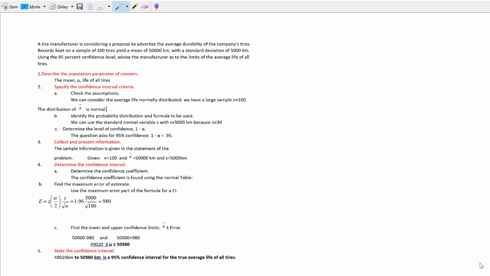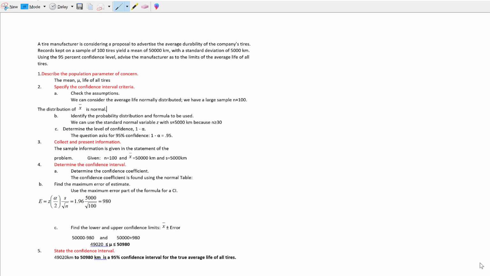A tire manufacturer is considering a proposal to advertise the average durability of the company's tires. Records kept on a sample of 100 tires yield a mean of 50,000 kilometers with a standard deviation of 5,000 kilometers. Using the 95% confidence level, advise the manufacturer as to the limits of the average life of all tires.